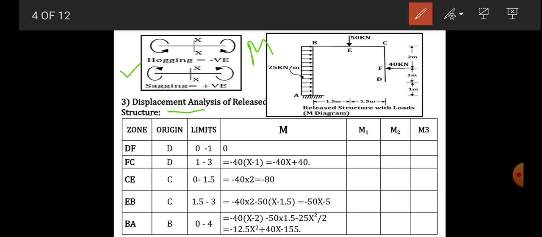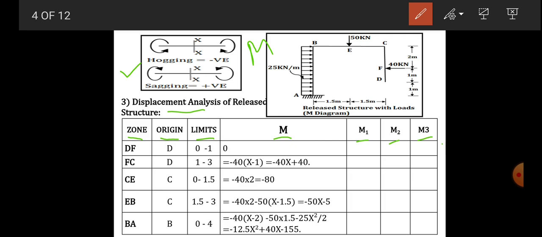Here, let's draw the table. The first column is the zone, the second column is the origin, the third column is the limit, then the next column is capital M, then small m1, m2, m3. Let's assume small letters m1, m2, m3 instead of capital.